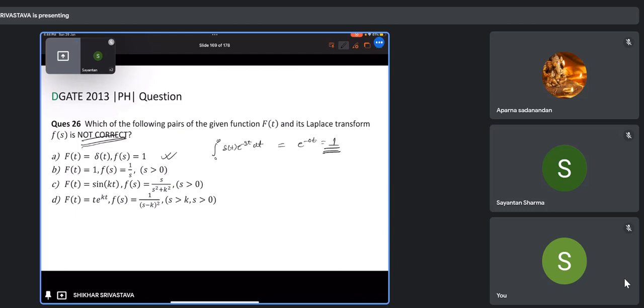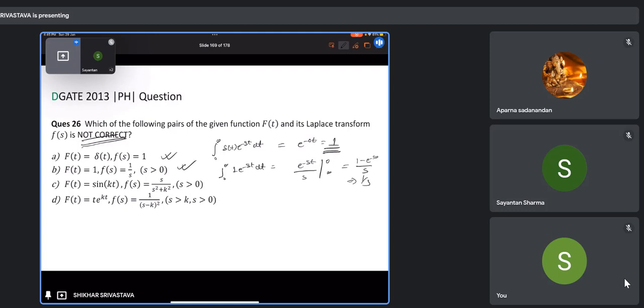So first is correct. Second option, exponential minus st dt. When you integrate it, you'll get 1 minus e to the minus infinity upon s. So the second option is also correct.